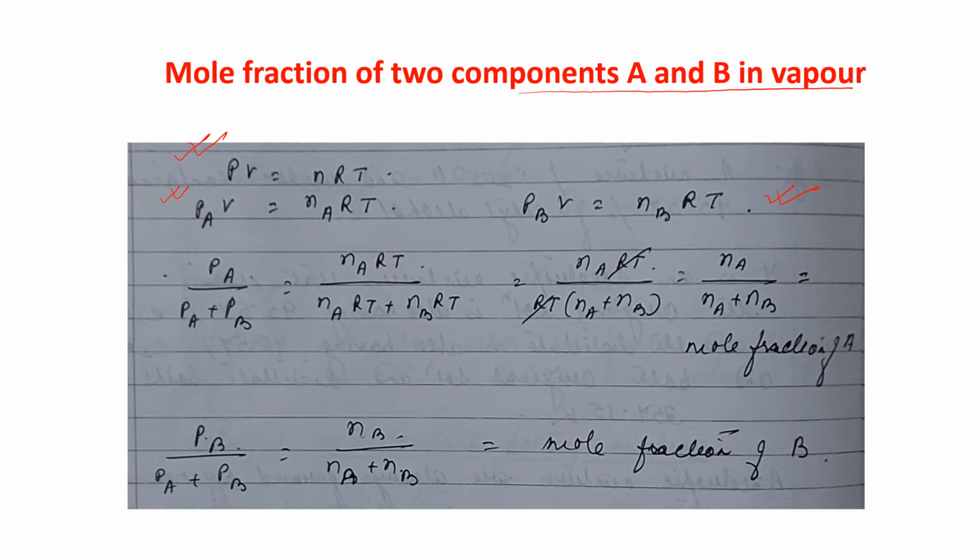Now from here, P_A by P_A plus P_B, I'm finding out the mole fraction. P_A by P_A plus P_B equals n_A RT by n_A RT plus n_B RT. If we calculate from here, we will get n_A by n_A plus n_B, the mole fraction of A. And similarly, P_B by P_A plus P_B equals n_B by n_A plus n_B, that is the mole fraction of B.